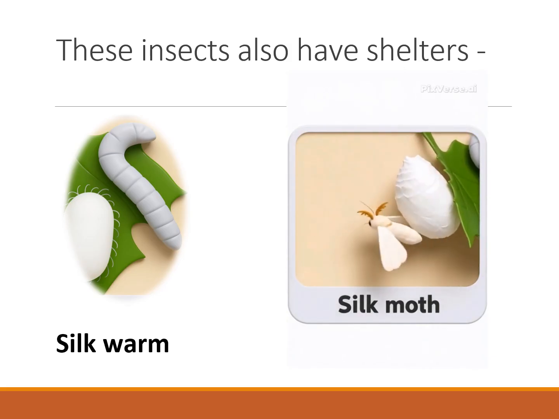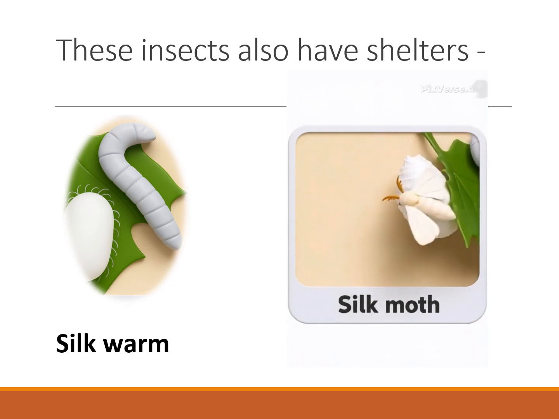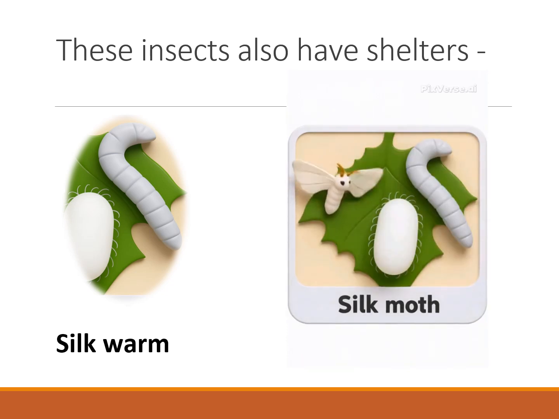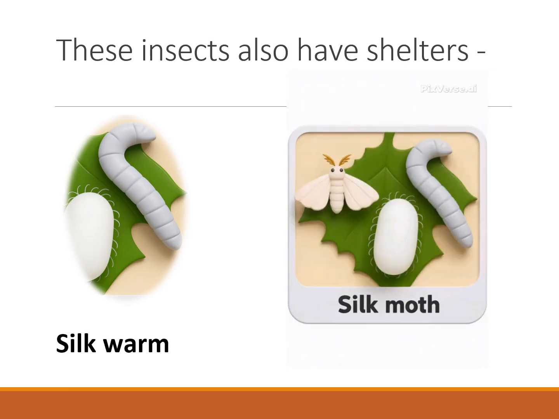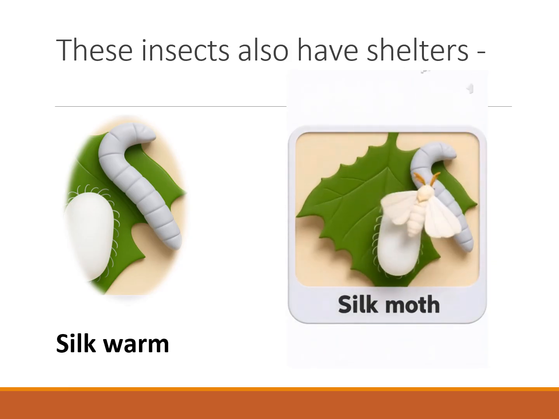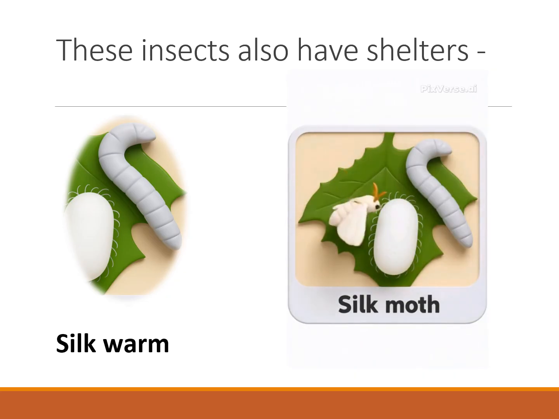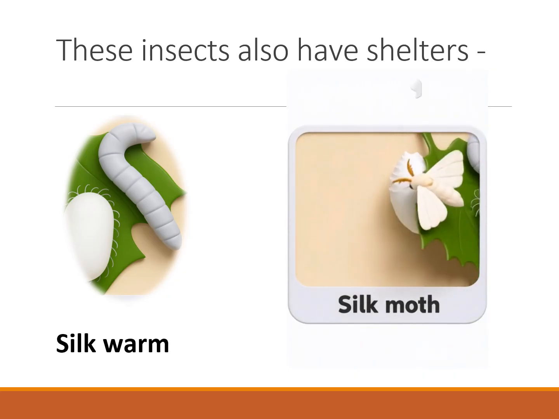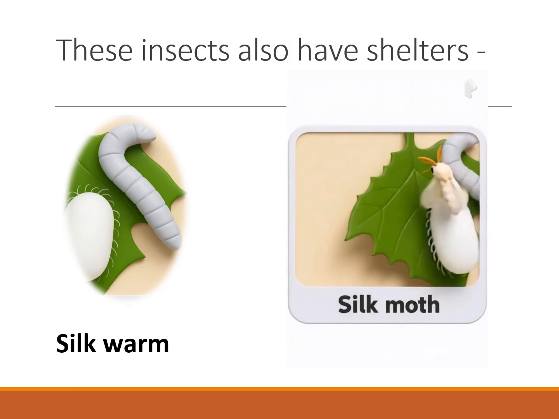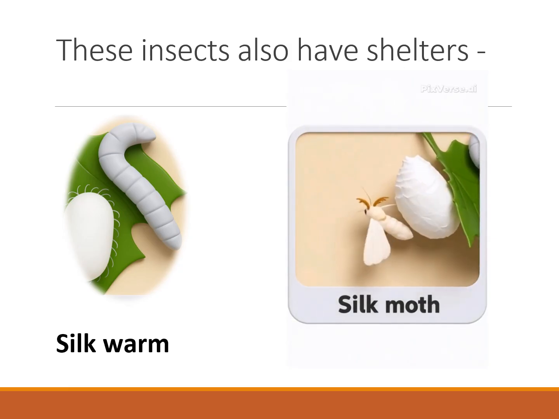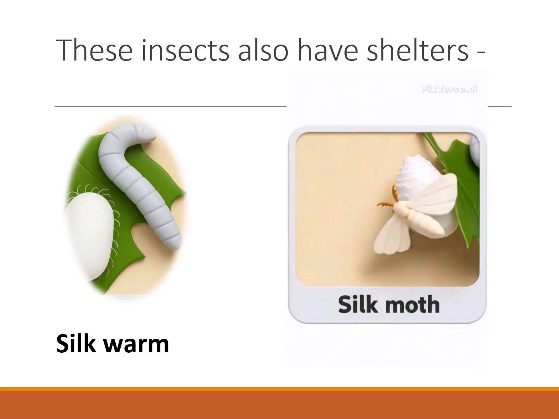A silkworm produces silk. Where does a silkworm live? Do you know what it is called? Yes, it is called a silk moth. The shelter of a silkworm is called a silk moth. Children, remember this one. So, a silkworm produces silk and it lives in a silk moth. The shelter of a silkworm is called a silk moth.